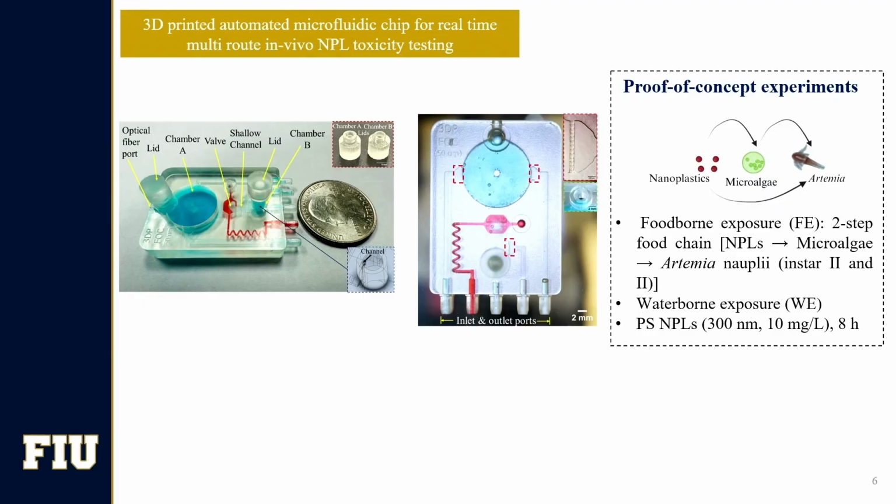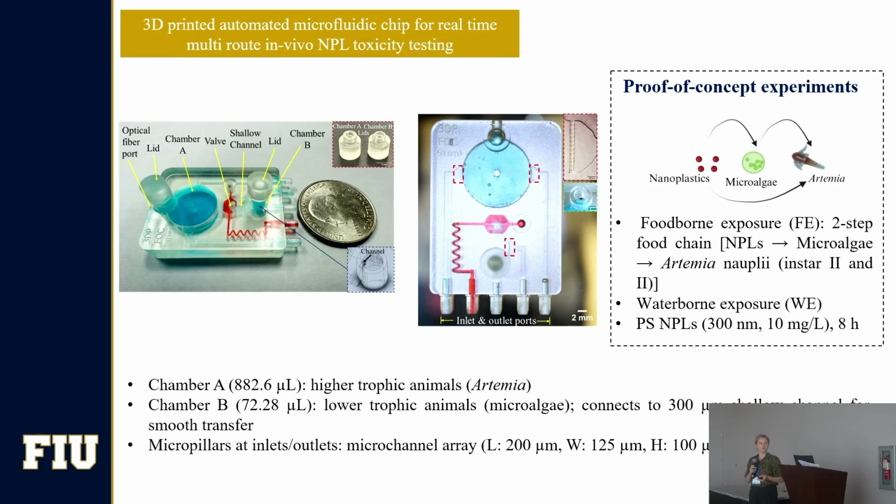Well, we started off using proof of concept with things that we didn't kill initially in our lab. So we wanted to go straight to Mahi Mahi. We were not great at keeping them alive. So we went back a step and we were working with algae and Artemia. But what we were trying to do was a two-step exposure. So we looked at the Artemia exposed just to the nanoplastics, and then we looked at what happened if we exposed the algae to nanoplastics and then had the Artemia eat the algae that were exposed to nanoplastics.